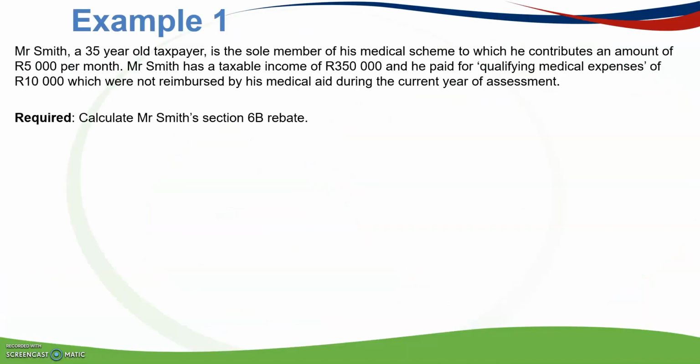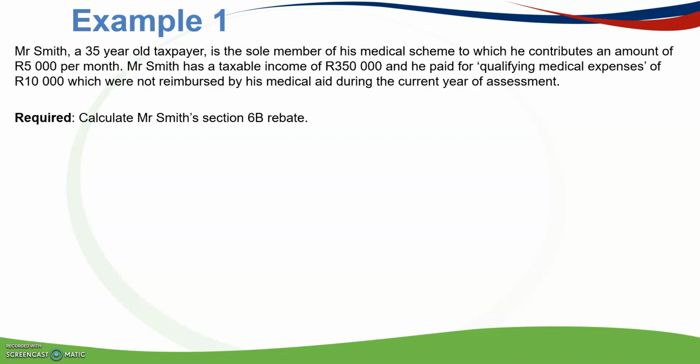Right. So if we look at example 1, you have Mr. Smith, who is a 35-year-old taxpayer and is the sole member of his medical scheme, to which he contributes an amount of $5,000 per month. Mr. Smith has a taxable income of $350,000 and he paid for qualifying medical expenses of $10,000, which were not reimbursed by his medical aid during the current year of assessment. What we are required to do is to calculate Mr. Smith's Section 6B rebate, so the additional medical expenses tax credit.